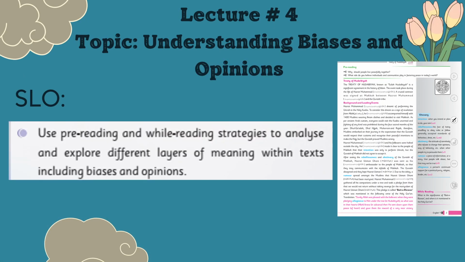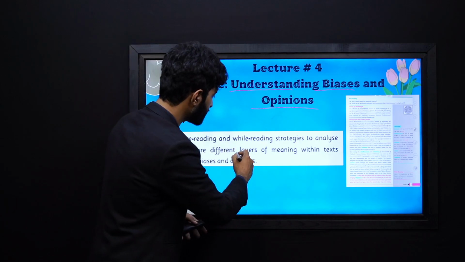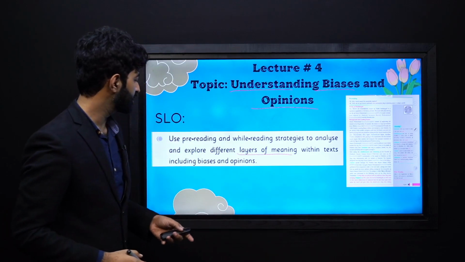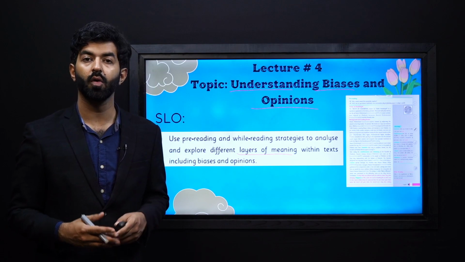Now, in lecture 4, this will be for understanding biases and opinions. We will use the techniques of the strategies of pre-reading and while reading in order to understand and explore layers of meaning within text, including biases and opinions.